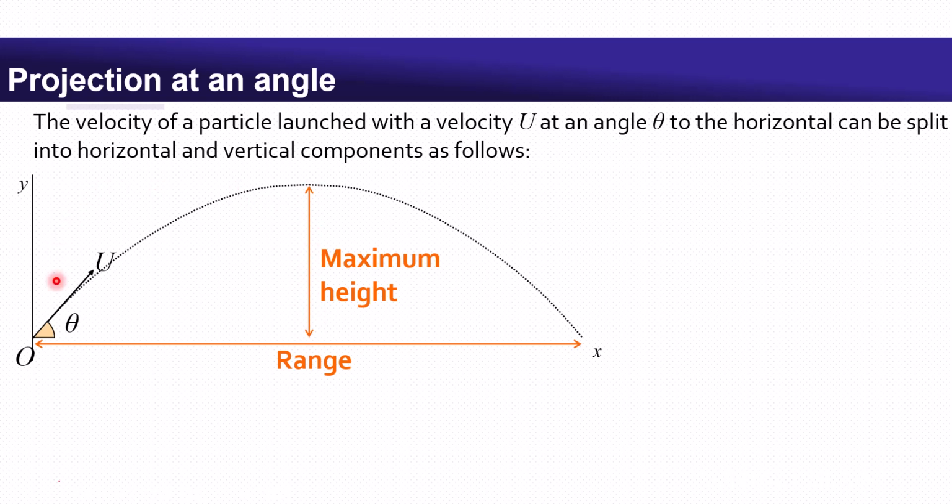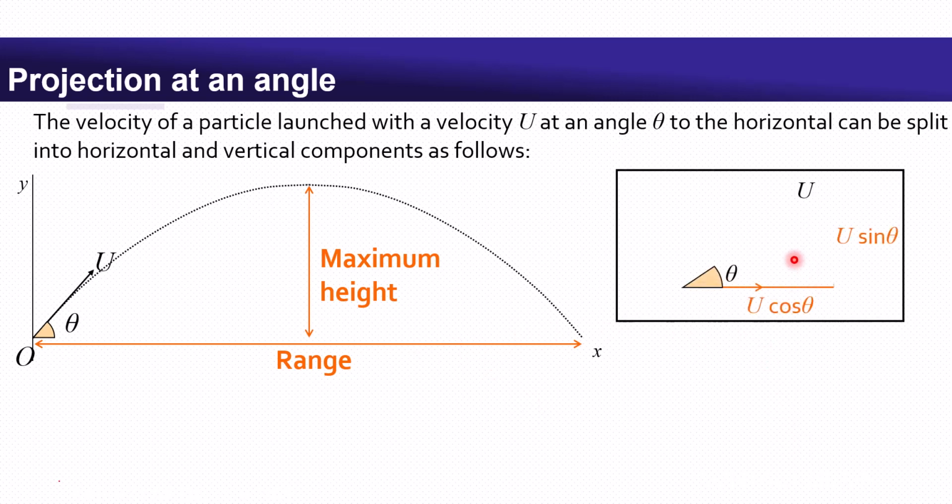So let's get back to our initial velocity u. Whenever you launch a particle with the initial velocity u at an angle theta, you have to resolve this velocity u to the horizontal to get its component, and it will become u cos of theta. And you can resolve it to the y direction to get u sine of theta, and that will be its component in the y direction. So this is what you will get. When you resolve this u to the x, you will get u cos of theta. When you resolve it to the y, you get u sine of theta.